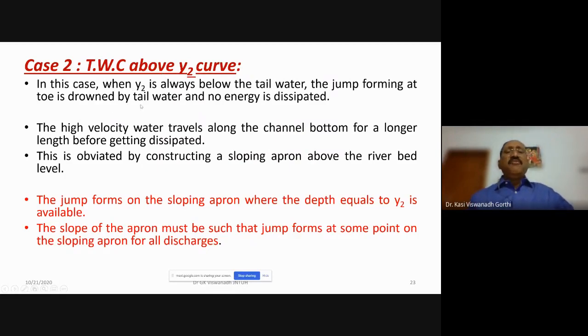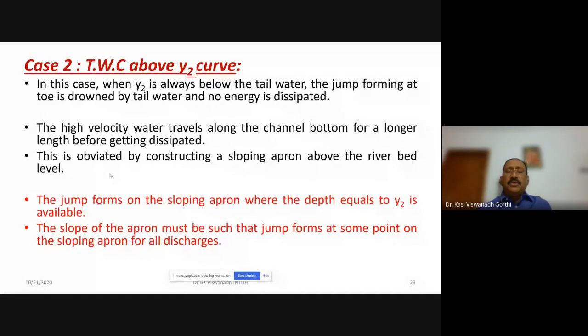Case 2 will be TWC above the Y2 curve. In this case, Y2 is always below the tailwater, and the jump forming at the toe is drowned by the tailwater and no energy is dissipated. The high velocity water travels along the channel bottom for a longer length before getting dissipated, and this is obviated by constructing a sloping apron above the riverbed level.